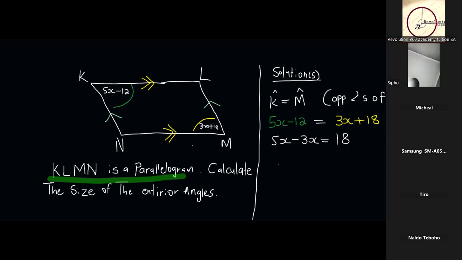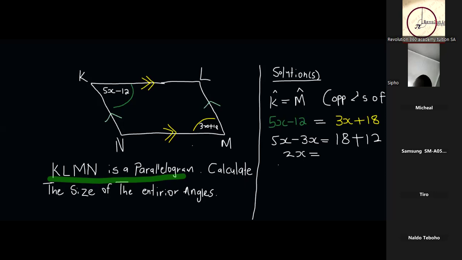And then from here, I'm going to say 5x minus 3x. What is 5x minus 3x, guys? It is 2x, correct? It's going to be 2x equals to, then what's 18 plus 12? 30. So you're going to write 30.